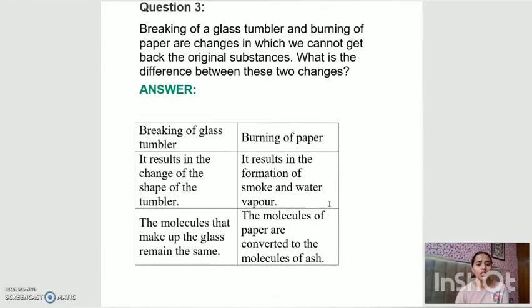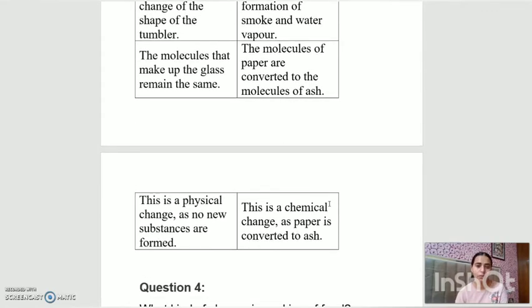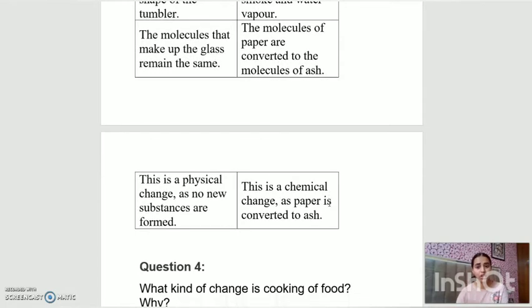Breaking of a glass tumbler results in the change of the shape of the tumbler, right? Burning of paper results in the formation of smoke and water vapors. The molecules that make up glass remain the same. In burning of paper, molecules of the paper are converted to the molecules of ash. When paper is burned, it becomes ash. So breaking of a glass tumbler is a physical change as no new substances are formed. Burning of paper is a chemical change as paper is converted into ash.